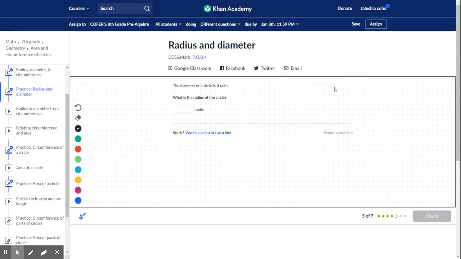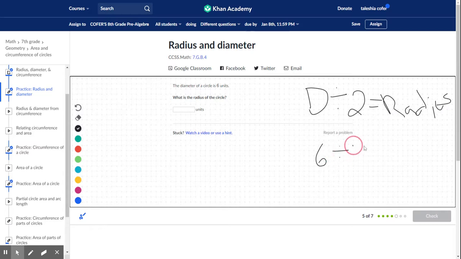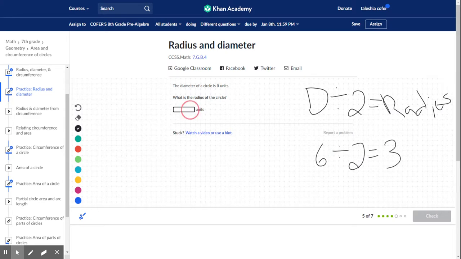On this one, they give me the diameter. If I have my diameter, I have to divide it by 2 to get my radius. So if my diameter is 6, that's all the way across the circle. I need halfway across the circle. So I need to divide the diameter into 2 pieces, and I end up with 3 for my radius.